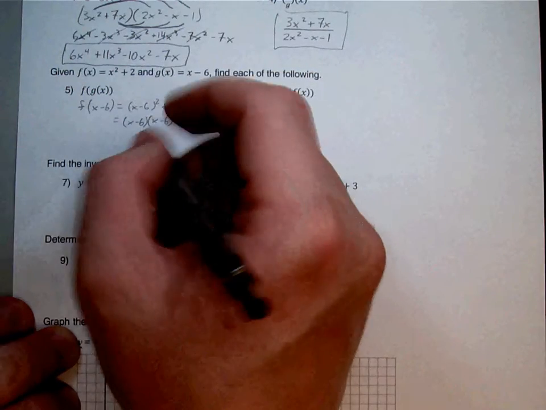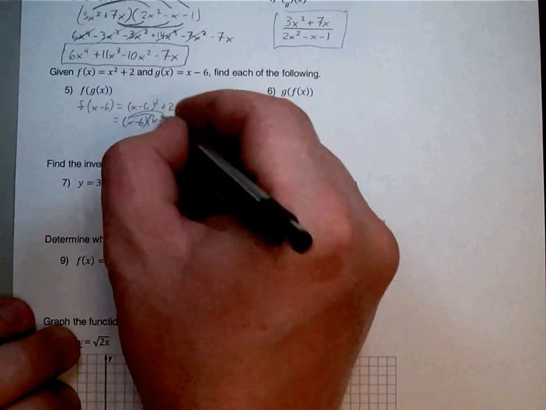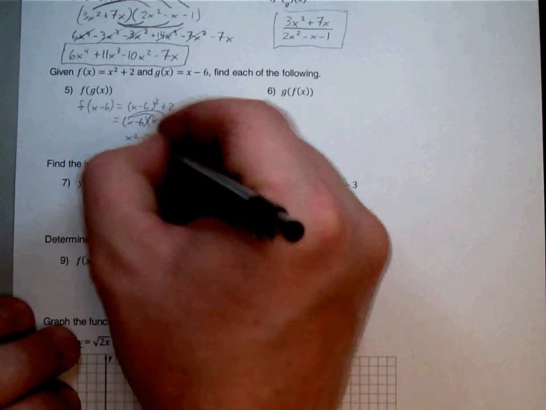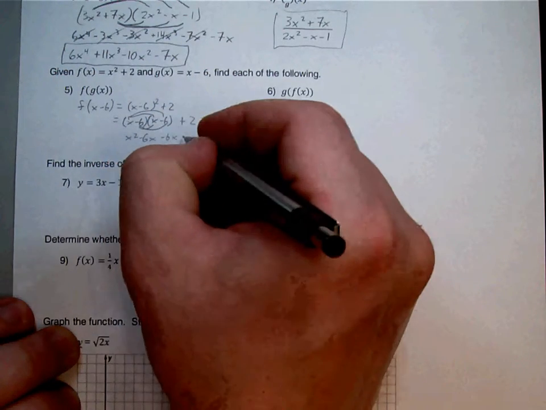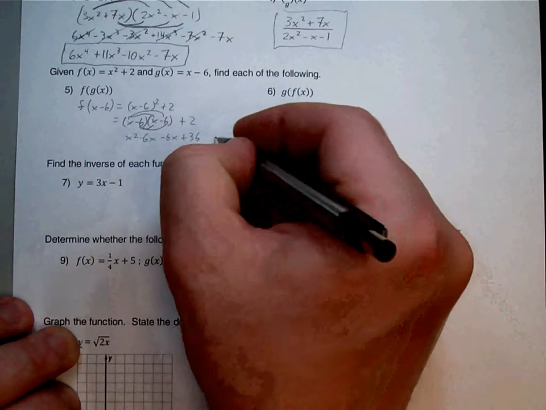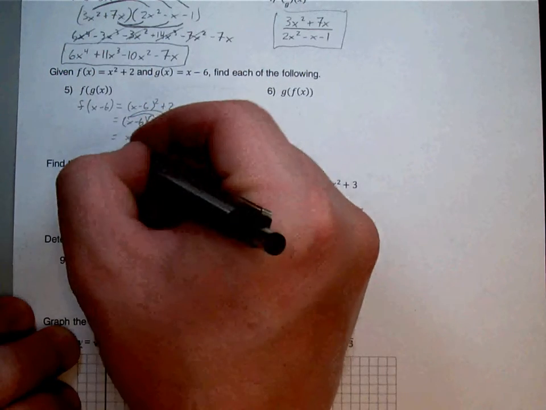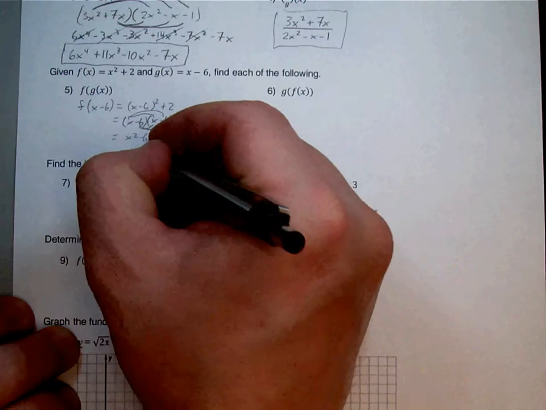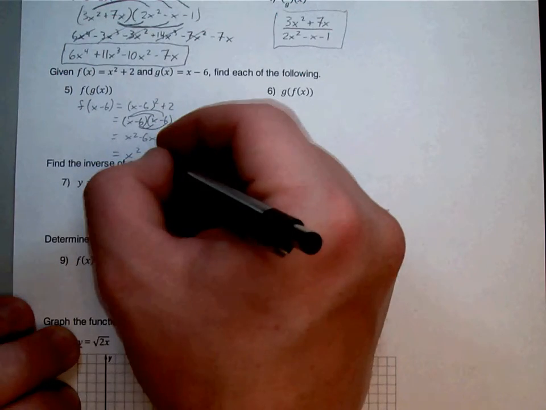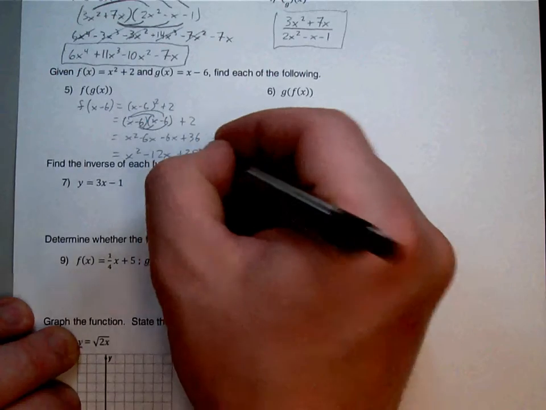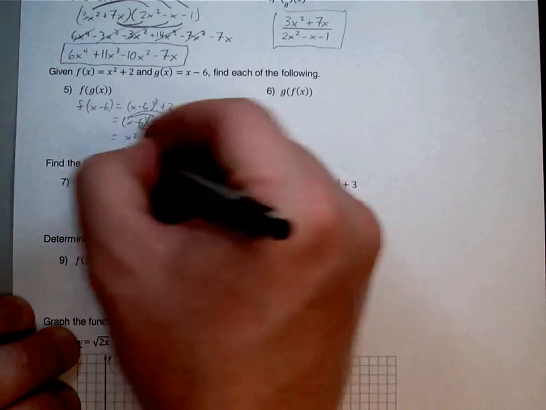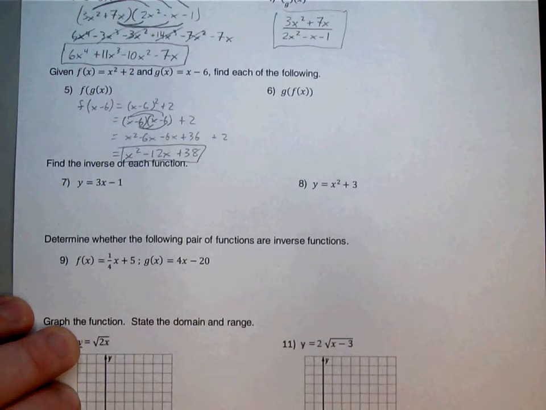And you have to FOIL x minus 6 times x minus 6. So you get x squared minus 6x. Then you get negative 6x and positive 36. And then at the end we have our plus 2. Combine like terms, we have x squared. Negative 6x and negative 6x makes negative 12x. And then 36 and 2 makes a 38. So x squared minus 12x plus 38 is our answer.